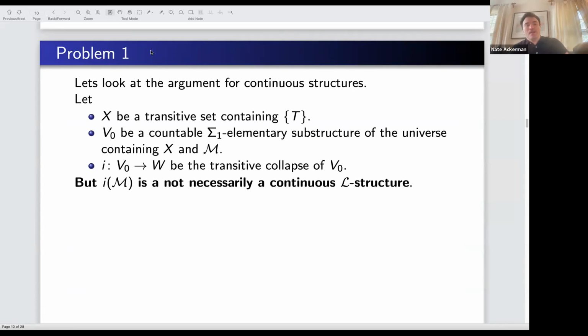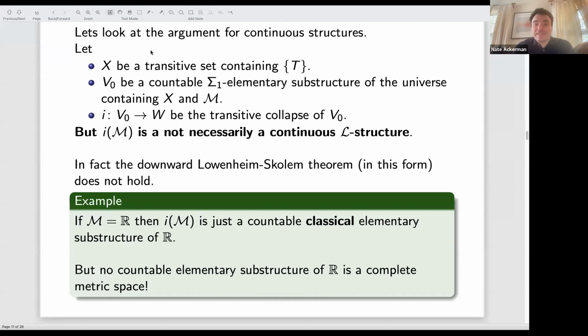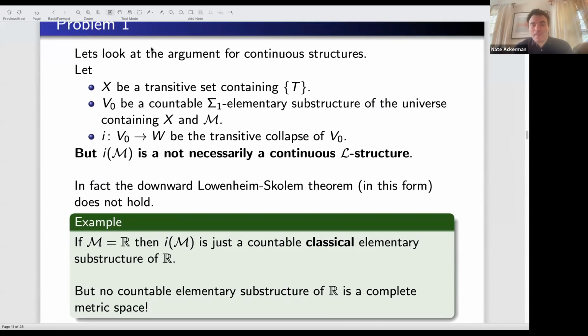All right, well, we start with a transitive set. We start with a sigma-1 elementary substructure of the universe, and we throw in our continuous model. Well, now the problem is that the image of our continuous structure need no longer be a continuous L structure. The reason for this is that when I take the transitive collapse, it no longer has to be complete. Because remember, our continuous structures are always complete metric spaces.